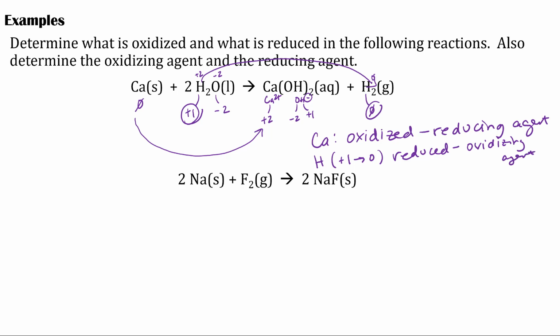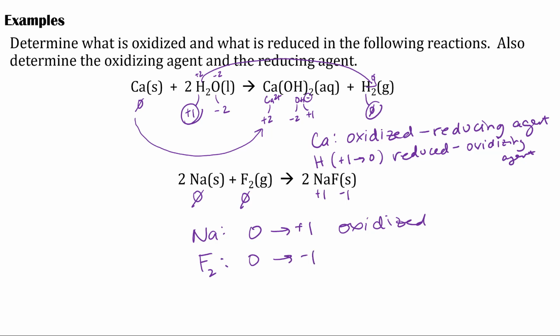All right, and then we have sodium and fluorine. Sodium here is 0, fluorine here is 0. This sodium is +1, this fluorine is -1. So sodium went from 0 to +1, so it was oxidized. Fluorine went from 0 to -1, so it was reduced. If it gets oxidized, sodium would be the reducing agent, and if it's reduced, fluorine would be the oxidizing agent.